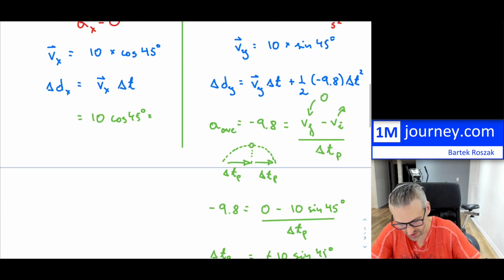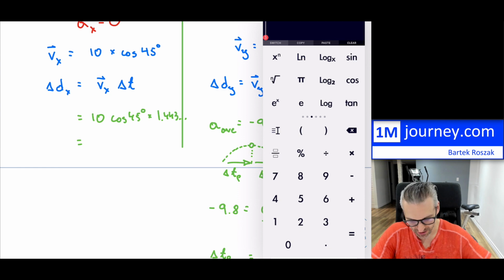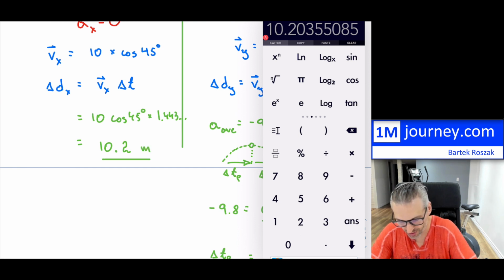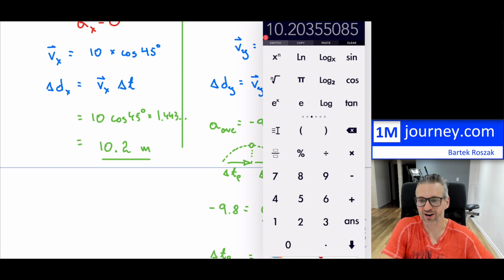Now for us it was 1.443, etc. And we can find out what that distance was. So 10 multiplied by cos of 45 and then multiplied by the time, so I'll just put that in there approximately. So this would have been launched, not very far. It would have been just 10.2 meters, for example. So that cannonball wouldn't have gotten very far, at least at that particular speed.